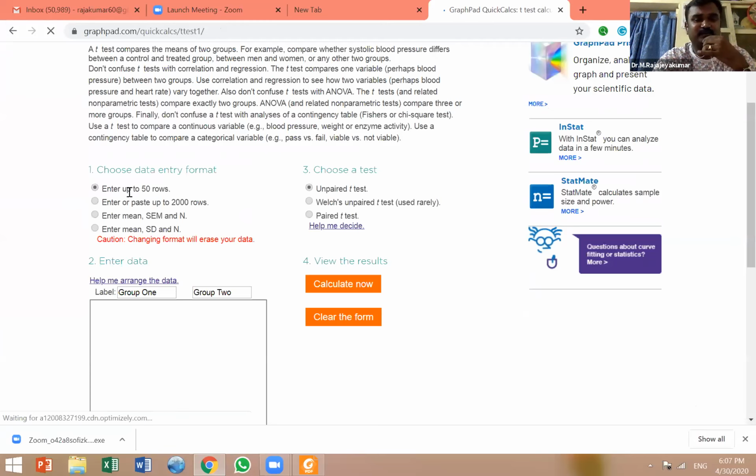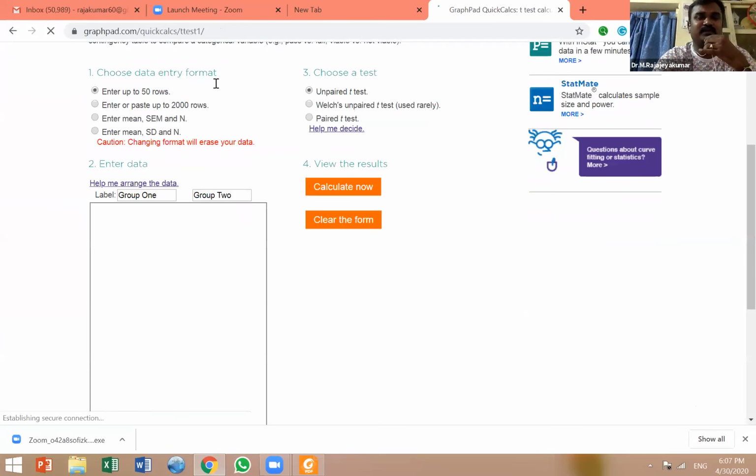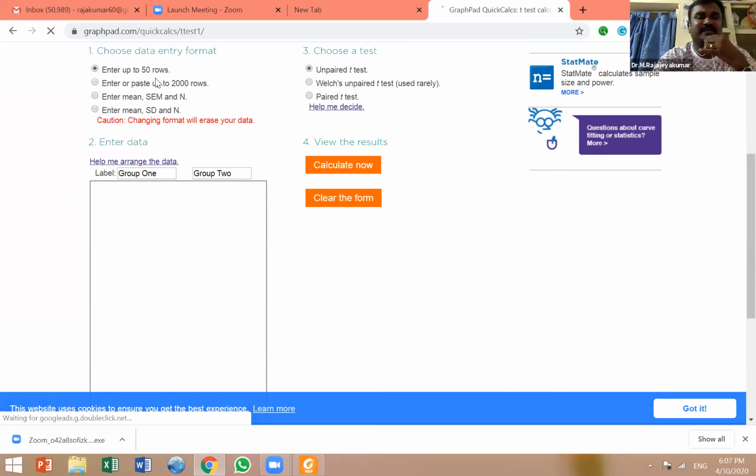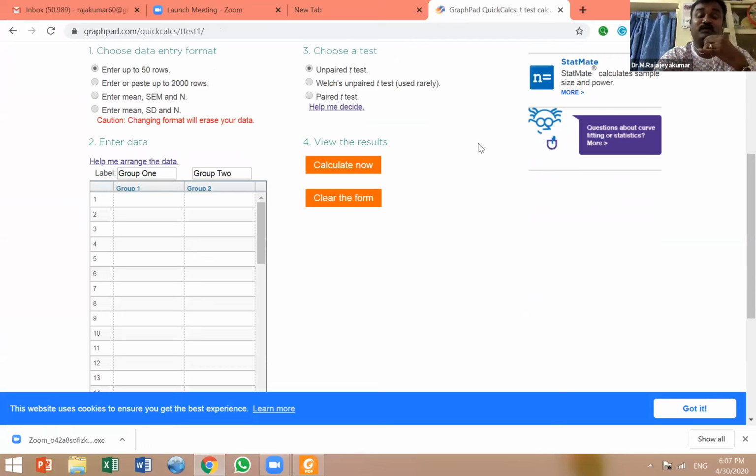Right here, the window shows how much data you are going to enter. Whether your sample size is 50 or 60, you just copy the data you already entered into Excel. Copy and paste it. Group 1, copy and paste it. Group 2. All the data, 30 members or 50 members like this. Group 1, 50 members. Group 2, 50 members. You enter the data like this.